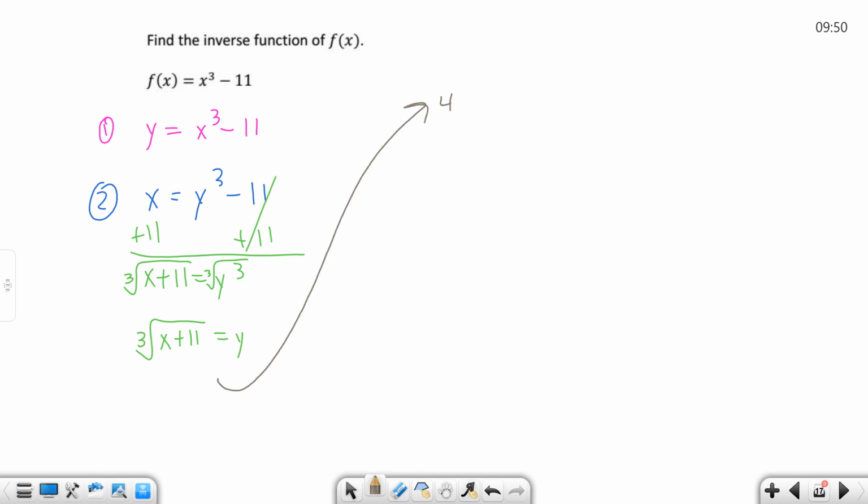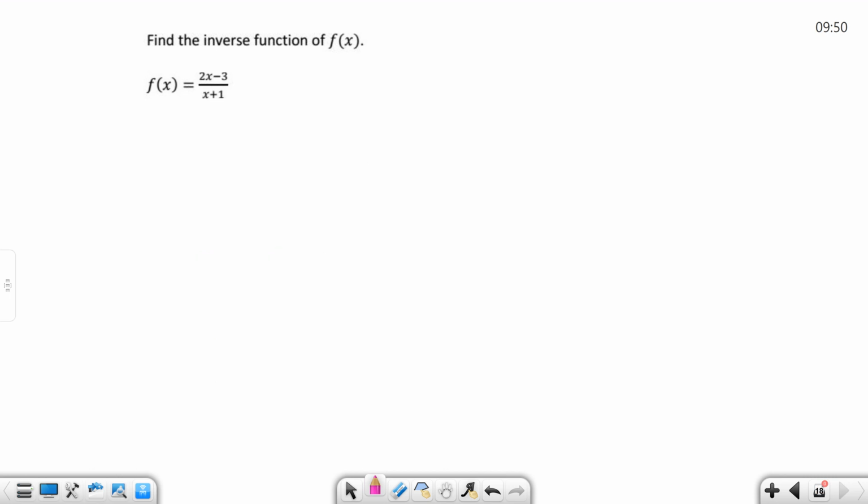So here we come over here. That's why I called this one the basics and didn't put that in there. So this is going to be f inverse of x equals the cube root of x plus 11. So there's your inverse function. Let's look at another one.